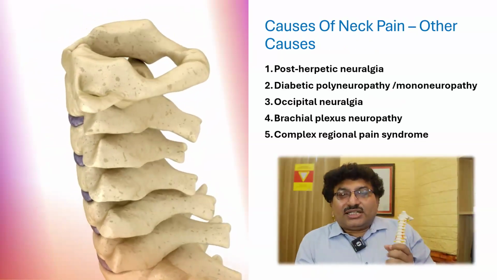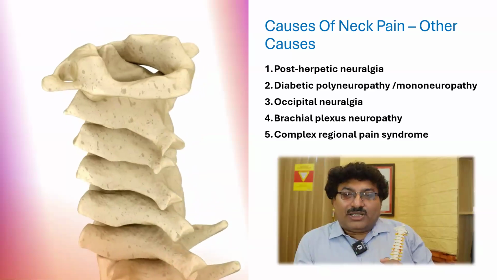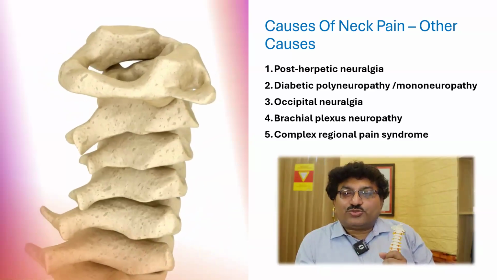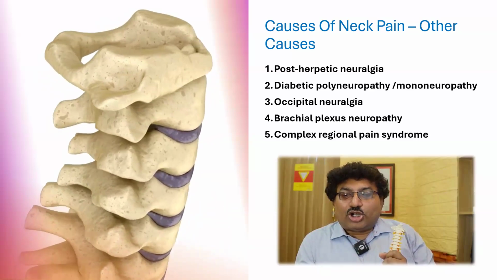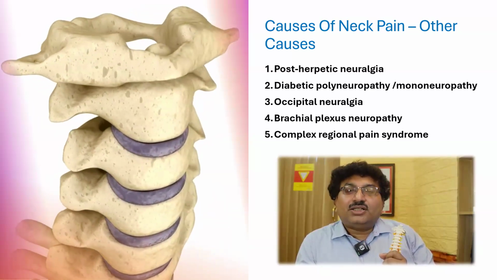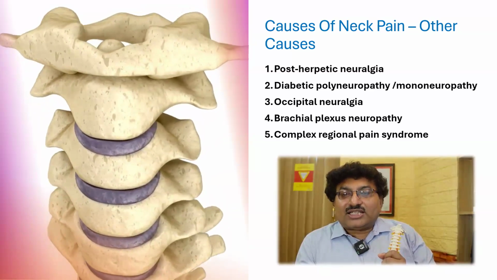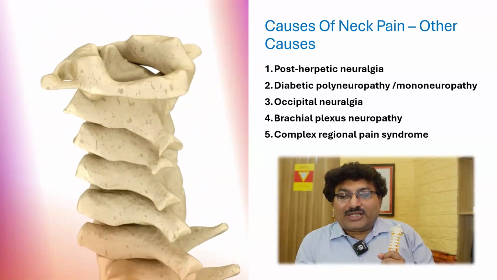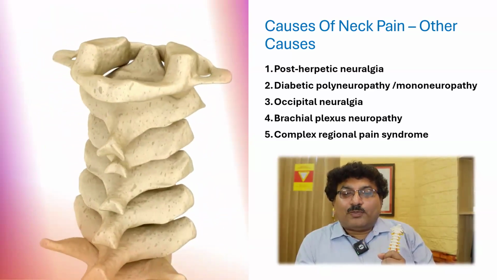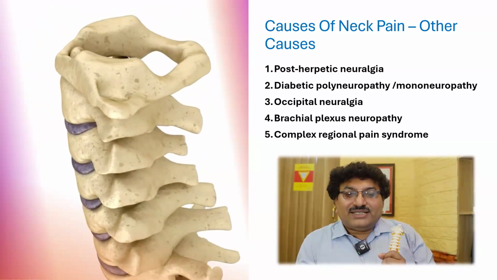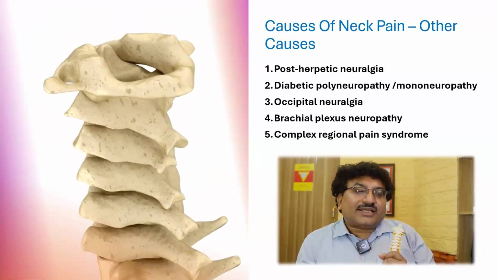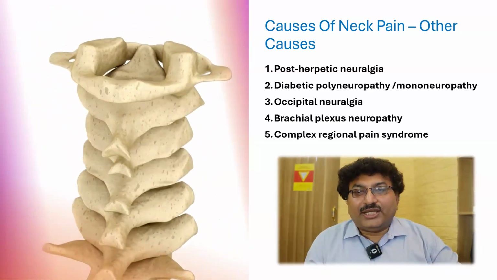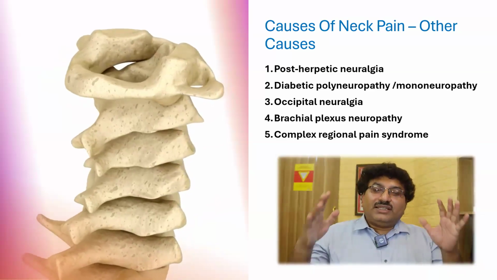Then coming to other causes of neck pain, like post-herpetic neuralgia. Involvement of specific nerve roots can cause post-herpetic neuralgia. Diabetic poly or mononeuropathy can cause pain here. Occipital neuralgia is another very common cause of cervicogenic headache as well as neck pain. Brachial plexus neuropathy can also cause pain in the neck and the hand. And complex regional pain syndrome, which is basically a sympathetic hyperactivity syndrome, can occur in the upper limb as well as in the neck and can cause pain in the neck. As a whole, we can think these are the common causes of neck pain.